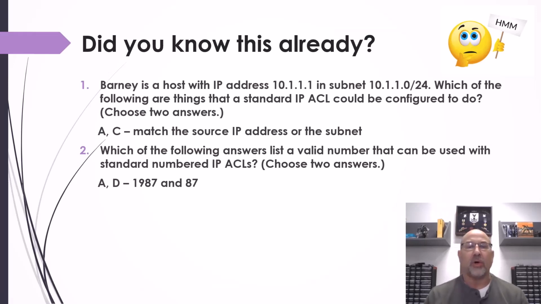Questions. Barney is a host with IP address 10.1.1.1. Hey, sounds familiar. On a particular subnet. Which of the following are things that a standard IP ACL could be configured to do? And the answer is that there were two things we could do. We could say, I want to match the particular source IP address, or we could do the subnet. We could do both of those with standard ACLs.